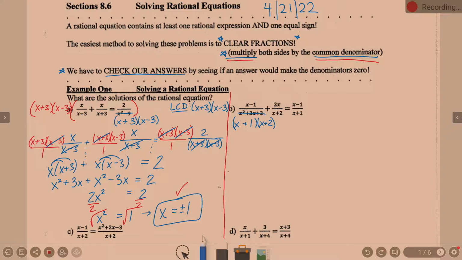Okay, so let's talk. What's going to be my least common denominator? What are the factors I have to make sure I use here? Okay, he says x plus 1 and x plus 2. What's in common? There's an x plus 2 in common between the first two fractions. There's an x plus 1 in common between first fraction and last fraction. Any other leftovers that we've overlooked? No. So x plus 2, x plus 1.